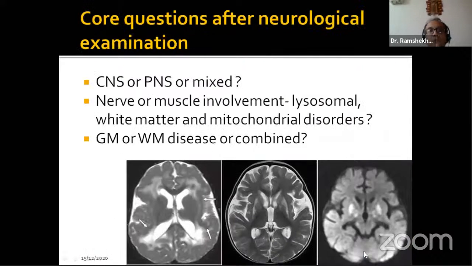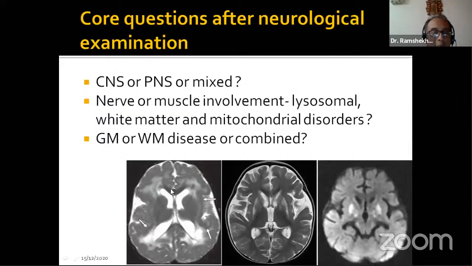So the core question you often answer at the end of your history and neurological examination is whether you're dealing with a CNS involvement, a peripheral nervous system involvement, or a mixed pattern. If there is a combination of global regression with nerve or muscle involvement, you often think of white matter disorders, mitochondrial disorders, and lysosomal disorders. Then, accompanied by the pattern recognition from your MRI, you determine whether the involvement is a gray matter disease, a white matter disease, or a combination.